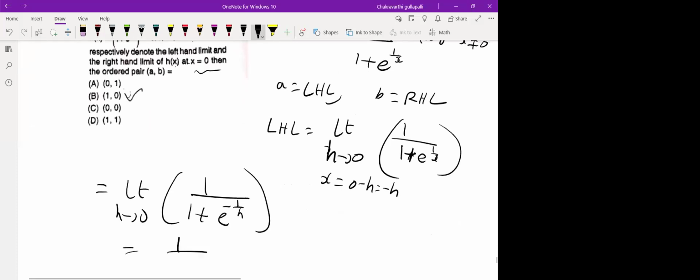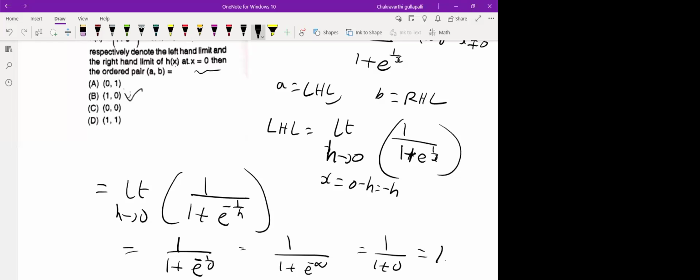If you replace it, you will get 1 by 1 plus e power minus 1 by 0. Minus 1 by 0 means minus H, minus infinity. E power minus infinity is 0. So 1 by 1. So A is equal to LHL is equal to 1. A is equal to 1 we got.